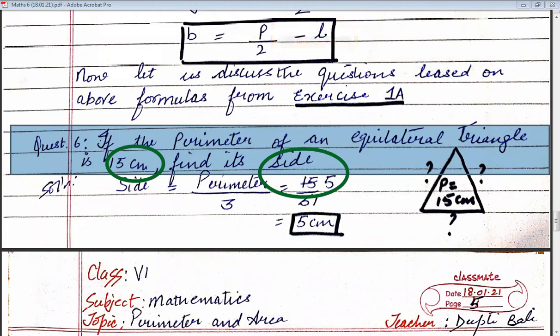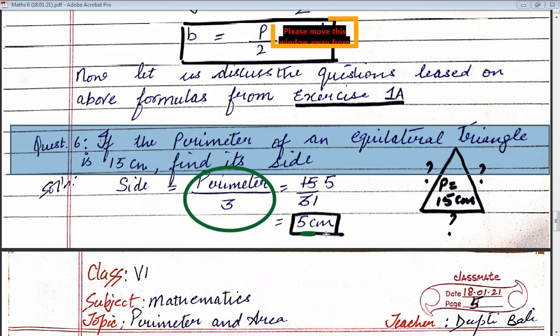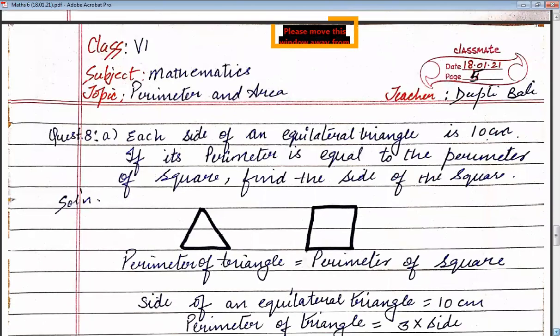So you know what the formula is? You just have to divide your perimeter by 3. After dividing your perimeter by 3, your answer will be 5 centimeter, because 15 divided by 3, after converting into lowest form, you will get 5 centimeter. So the side of the equilateral triangle is 5 centimeter. So by using the formula, our answer is quite easy. Now let's move on to our question on the next page, that is question number 8.